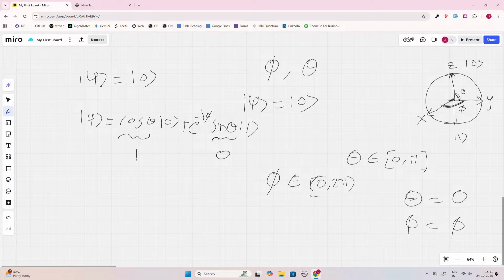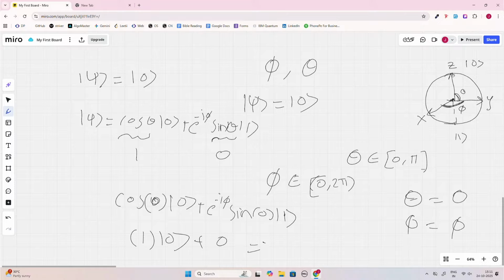Okay. And phi is phi, random phi. If theta is 0, cos 0, 0 plus e to the power of minus i phi sin 0 of 1. Satisfying or not satisfying? What is cos 0? 1 only. So it is 1 of 0 plus 0. So our answer is 0. It is satisfying. Cool.